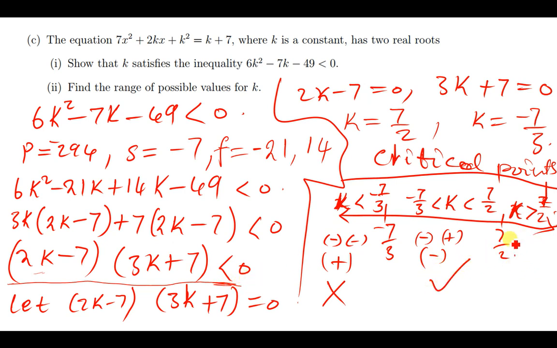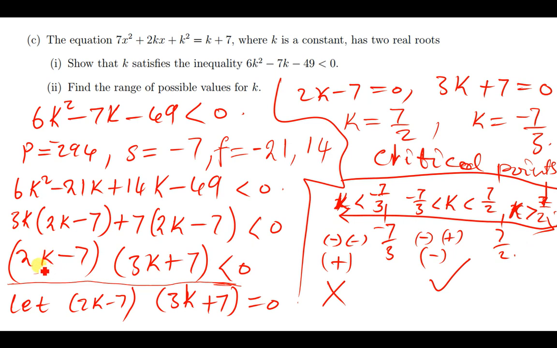We take any number that is greater than 7 over 2. 7 over 2 is simply 3 point something, 3.5. So we can even take 4 or 5. If we take a number greater than 7 over 2, we can even take 5. Okay, we put 5 there.